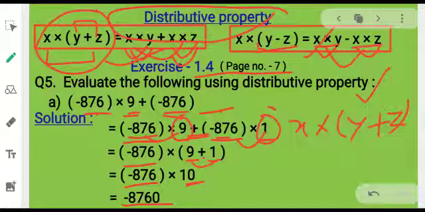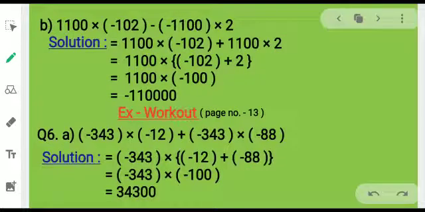This is the B part of question 5. Here 1100 multiplied by minus 102 minus 1100 multiplied by 2. We can see that it is written in the form x multiplied by y, x multiplied by z. But here in first term 1100 is positive and in second term 1100 is negative. Remember student, x term should be same in numeric and with sign also. 1100 and minus 1100 are different integers.